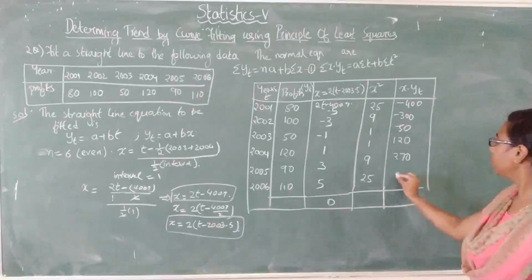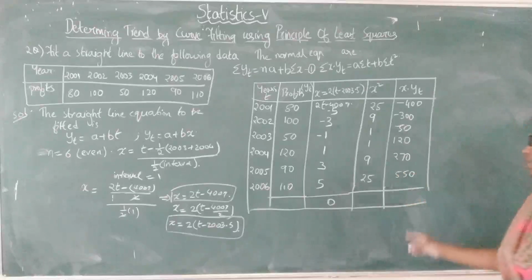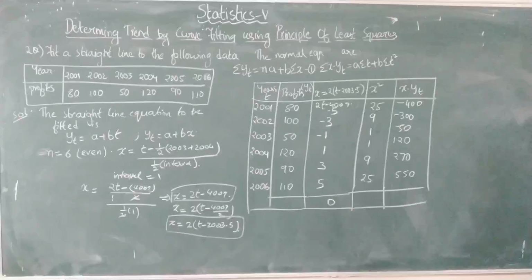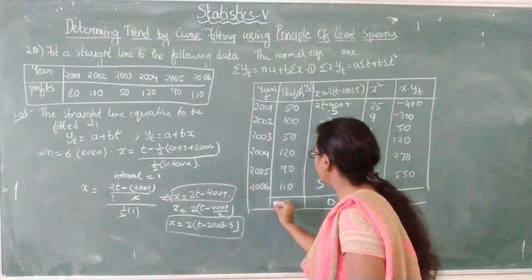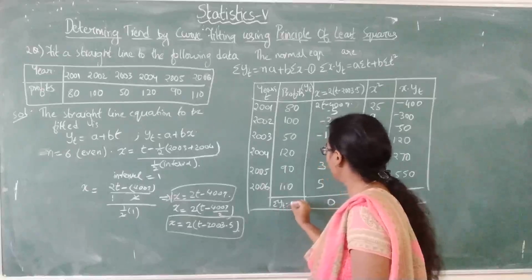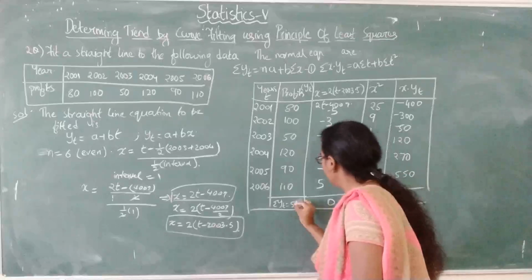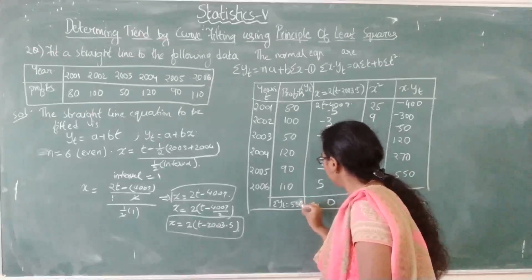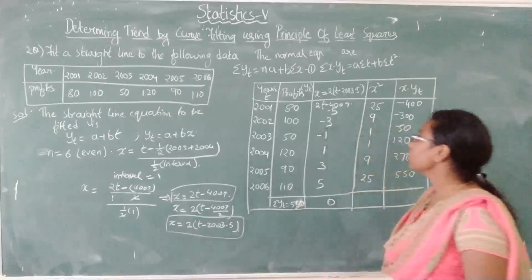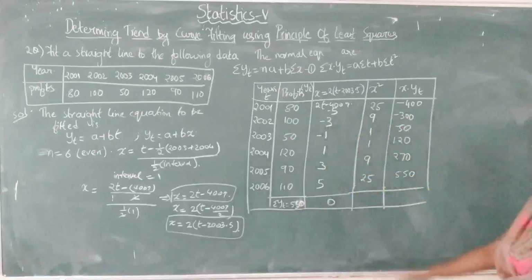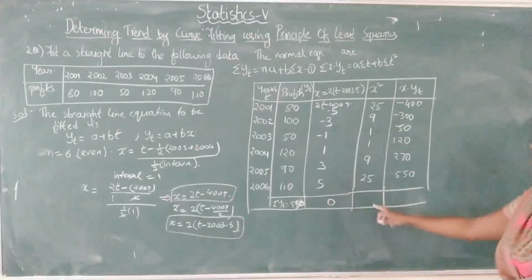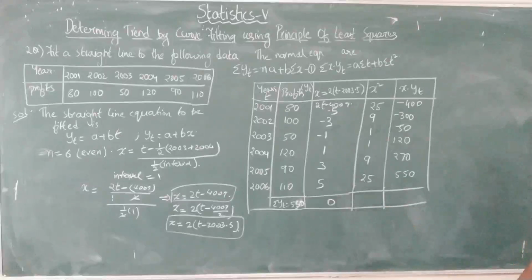So we got all the values. Now you find the totals for the columns. So summation yt you will be getting as 510. Sorry, it is 550, not 510. So summation yt is 550. Summation x we got 0. Summation x square value is 70.